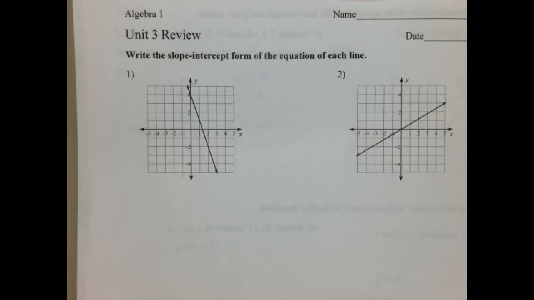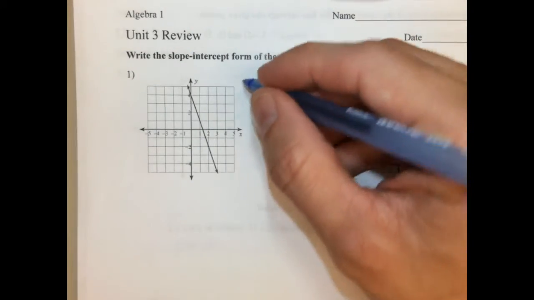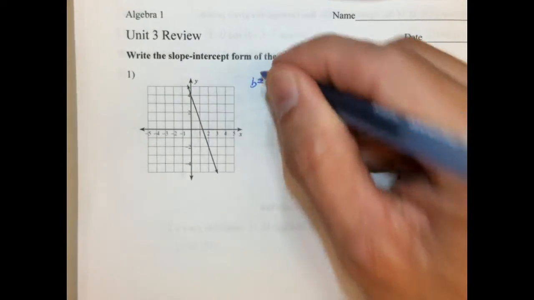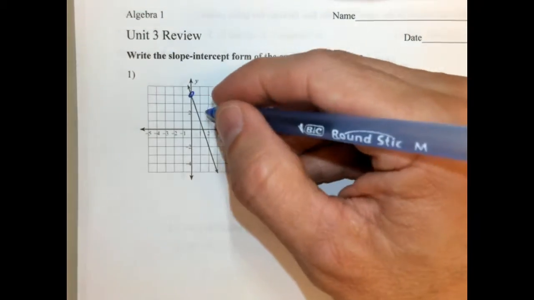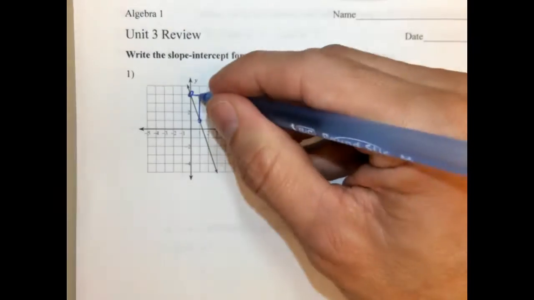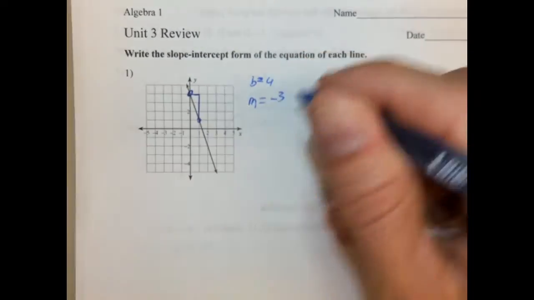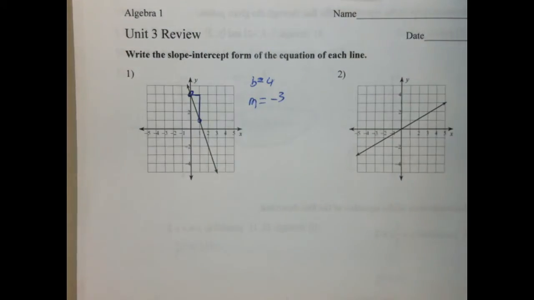Hey everybody, today we're going to go through the Unit 3 review, so let's get right into it. It's all about writing equations, right? These first two are going to ask us to write the equation of a line given a graph, so we're going to identify the y-intercept. The y-intercept is right here, so it's 4, and we're going to find the rate of change. It looks like the vertical shift is 3, the horizontal shift is 1, so it's going to be negative 3 over 1, so we're going down 3, right 1.